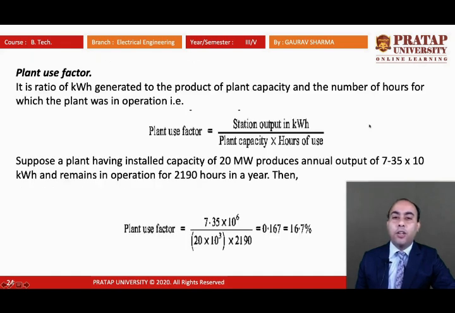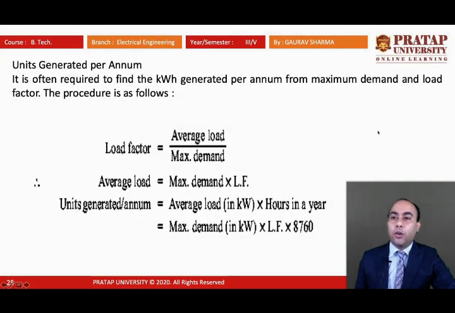Next is the plant use factor, which is equal to station output in kilowatt-hours divided by plant capacity into hours of use, that is, how many hours we are using that particular plant. Next is units generated per annum. It is often required to find kilowatt-hours generated per annum from maximum demand and load factor. The procedure is as follows: load factor is equal to average load divided by maximum demand, and the average load is equal to maximum demand into load factor.